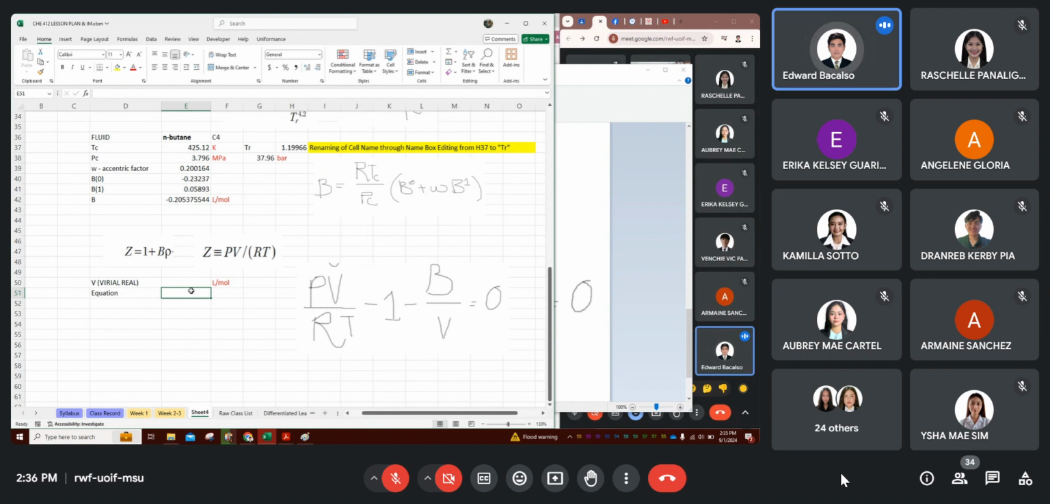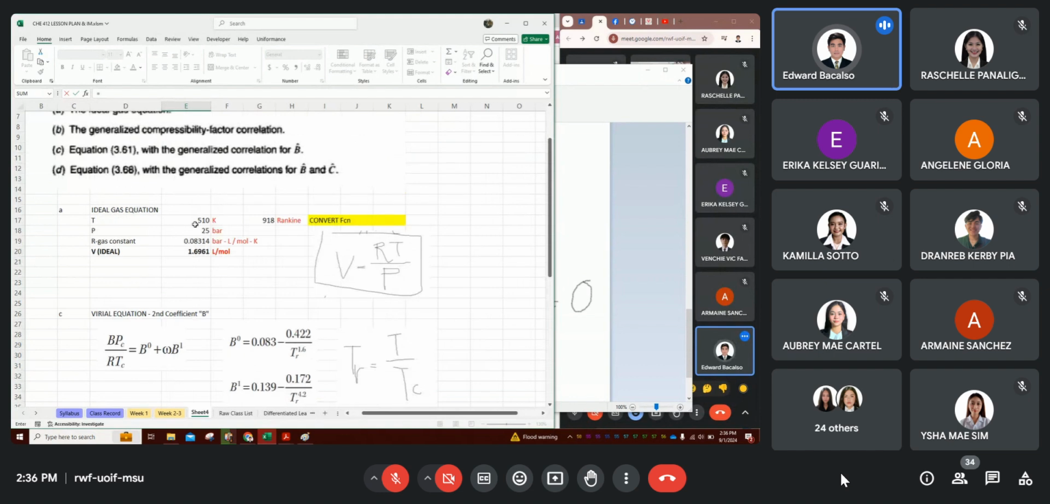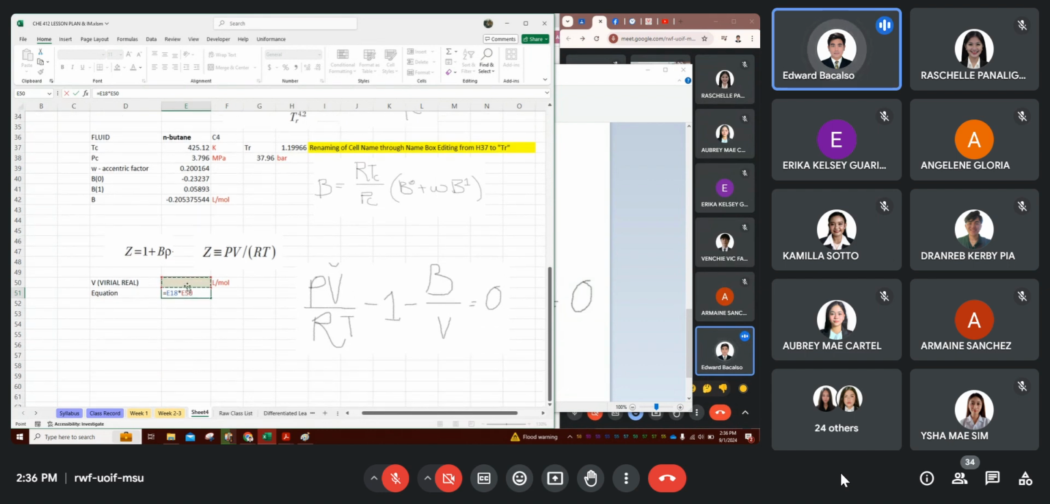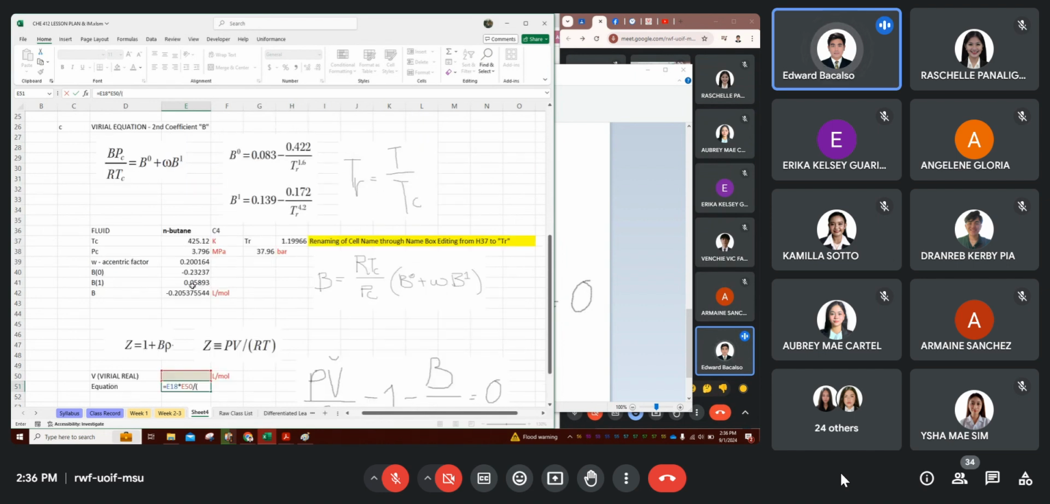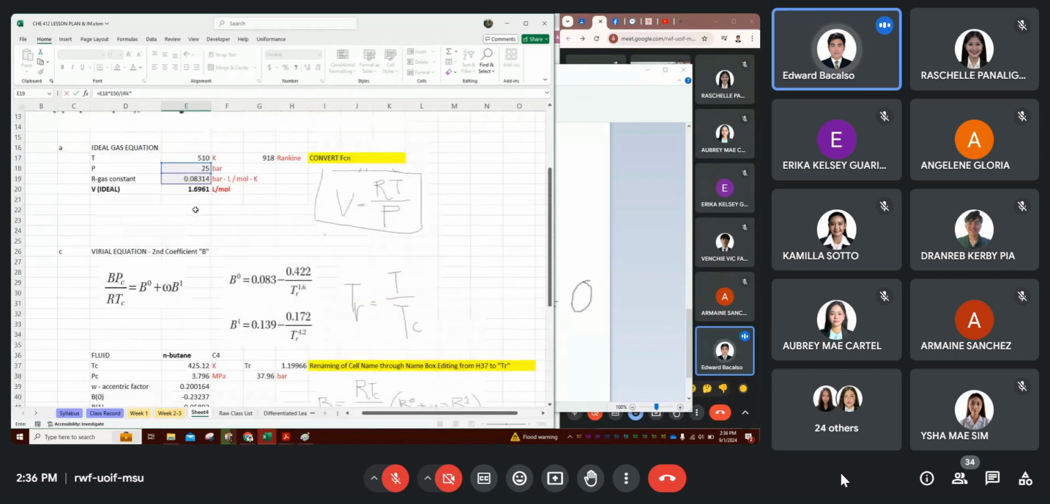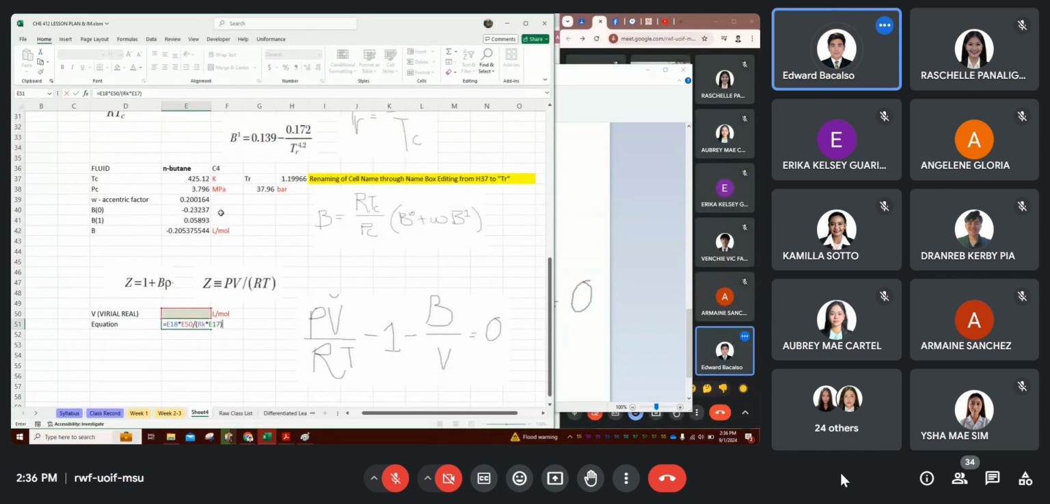Okay. So, just have to type in so pressure. So, ang actual pressure natin is itong P, 25 times V, which is ito, yung real volume V divided by R, which is the gas constant. Ito lang yun. Times temperature. Ang temperature na gagamitin is the 510 Kelvin. Minus 1 minus B. B is this one yung na-compute na natin. Then divided by V, which is the real volume.